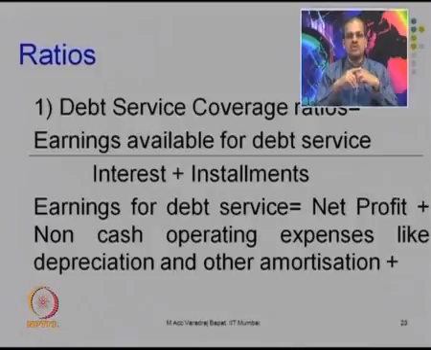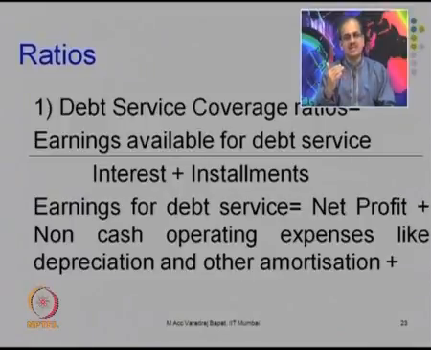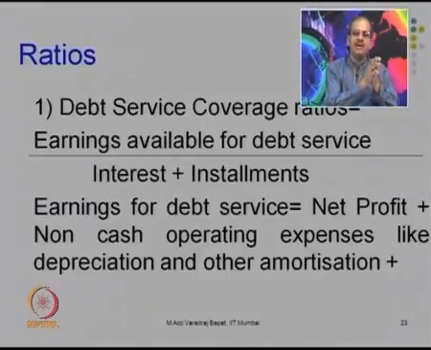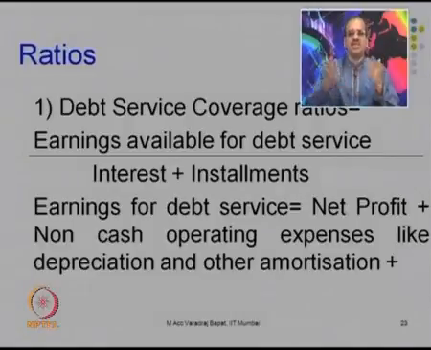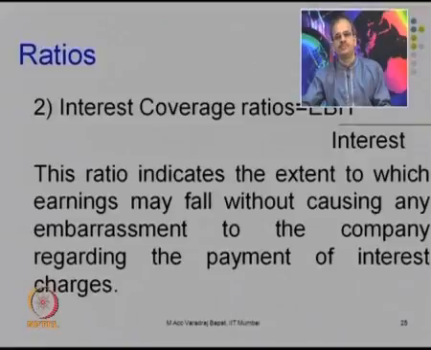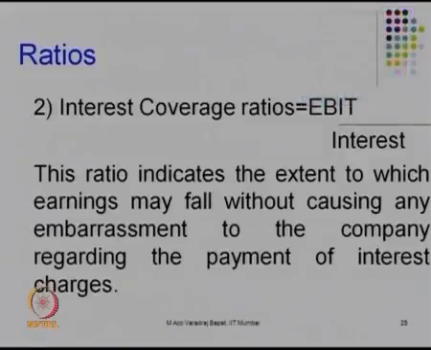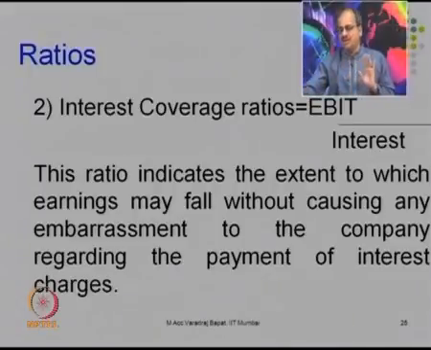There are also ratios which try to see the capacity of the company or entity to repay its loans or to service its debt, known as debt service coverage ratio, where we look at the earnings which are available for debt service divided by interest plus installments due. There is also another ratio known as interest coverage ratio, which tries to look at the capability to repay the interest. So it is EBIT upon interest.